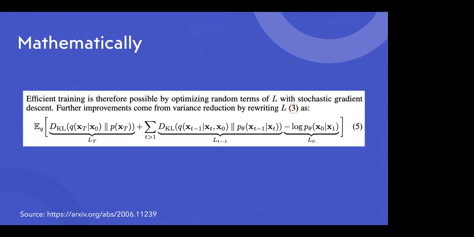What do you call the forward process? The forward process is Q, creating noise. Yeah, it's noising it. So that's Q. So this term falls away because Q is not learnable in this case.